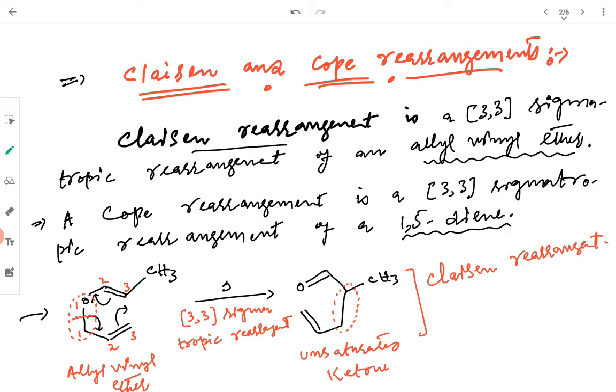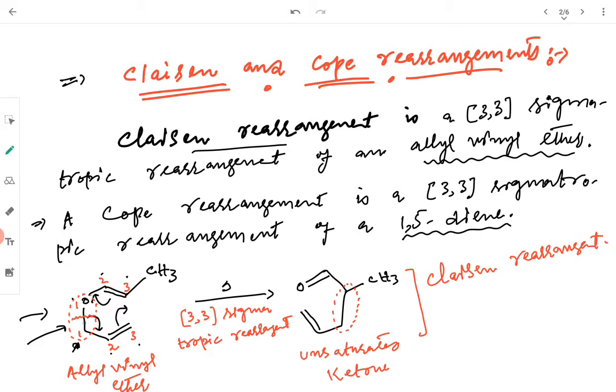So you can see the movement of these electrons. I have shown the circular movement of electrons in this compound. As you can see, this sigma bond breaks. So the labeling will be here, I have marked it 1, 2 and 3. Similarly 1, 2 and 3.